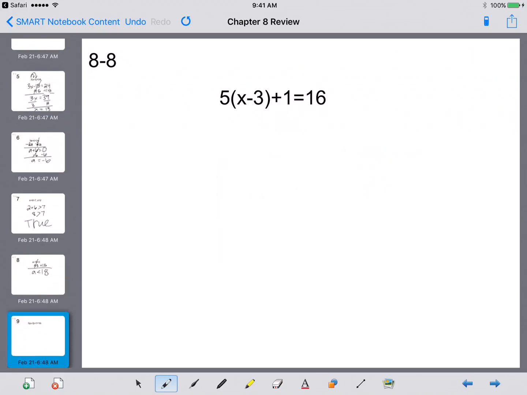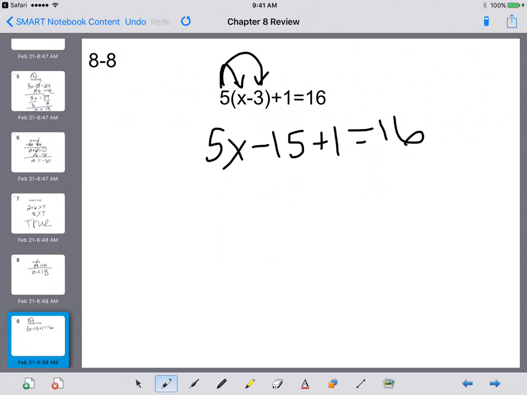And finally, 8.8. This is where we're bringing it all together. So step 1 is to distribute. We have parentheses, so we need to do that. When we distribute, we multiply, so we end up with 5x. 5 times negative 3 is negative 15, plus 1 equals 16. Now I need to simplify. So I've got this negative 15 and this positive 1. When I combine those together, I get negative 14 equals 16.